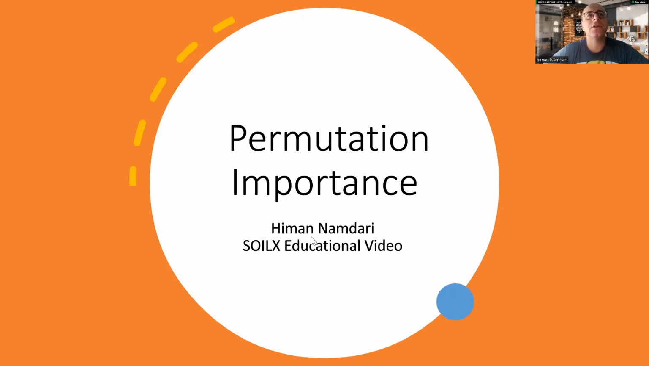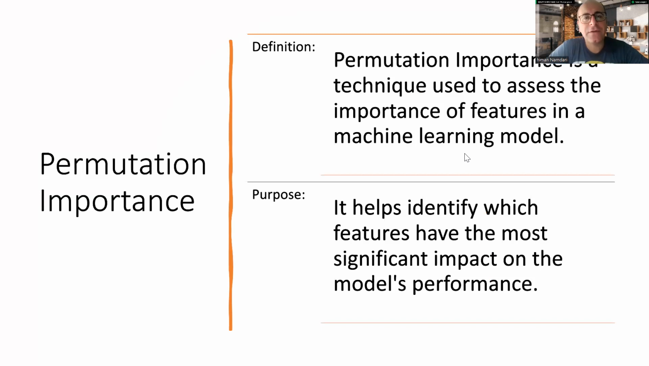And this will be our guidance in the decision-making process in the realm of data science in general. So let's dive in. Permutation importance is a technique used to assess the importance of the features in your machine learning model.